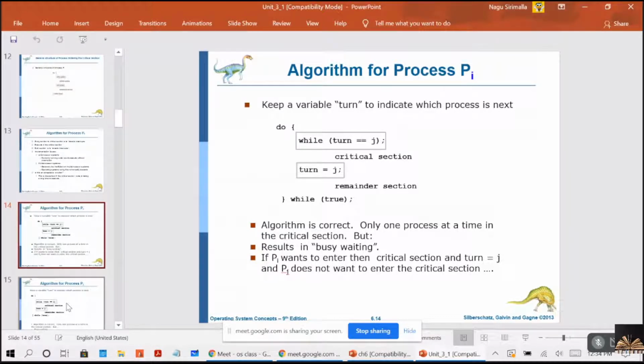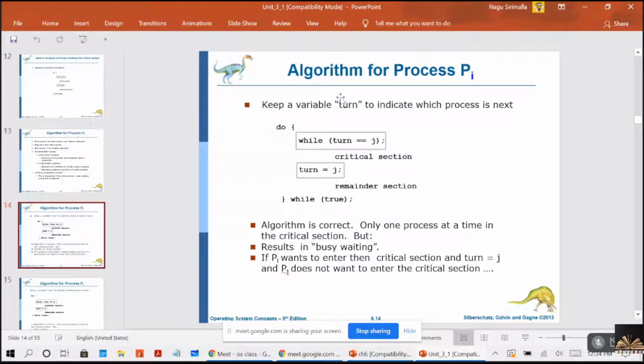but here we'll be having one more solution. This solution I can call the Peterson solution, right? What I'm doing here is keeping a variable turn to indicate which process is next, right? So while turn is equal to j, it will enter into the critical section, right? Then it will execute the remainder section.